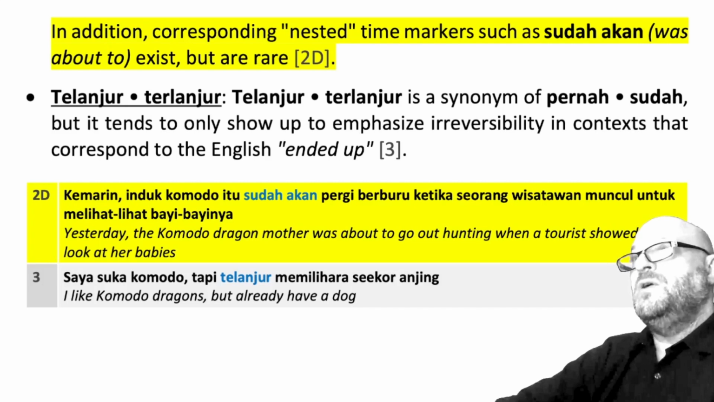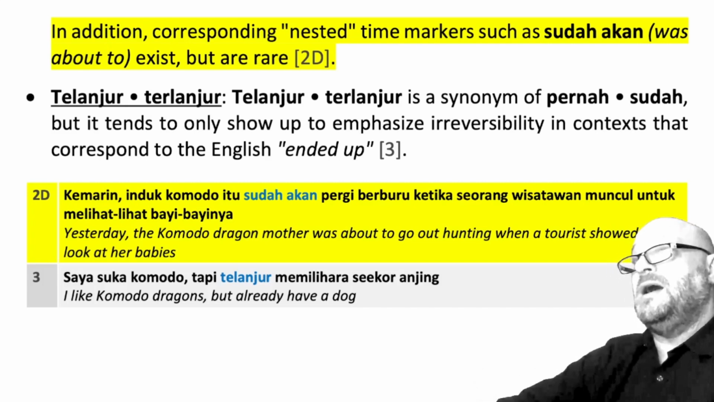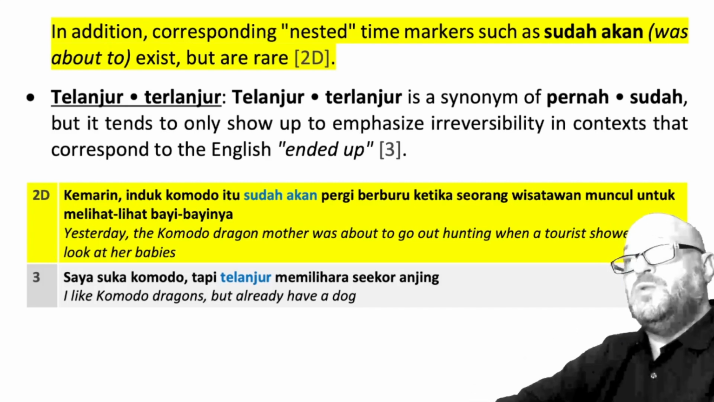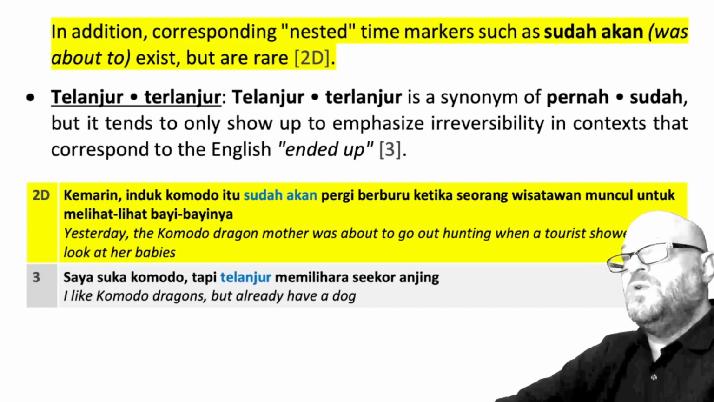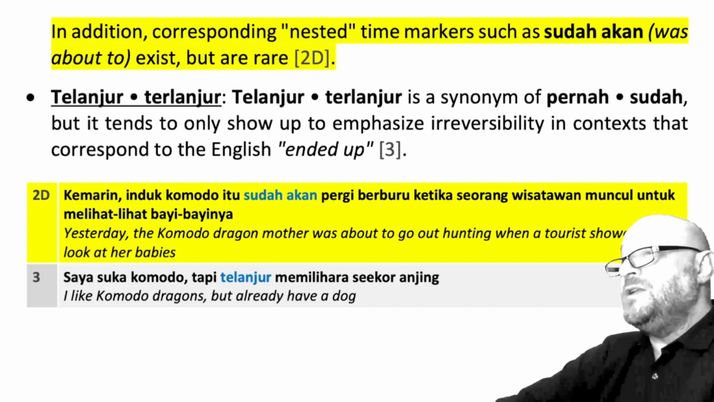In addition, corresponding nested time markers such as sudah akan, was about to, exist but they're rare. Example 2d, kemarin induk Komodo itu sudah akan pergi berburu ketika seorang wisatawan muncul untuk melihat bayi-bayinya. Yesterday, the Komodo dragon mother was about to go out hunting when a tourist showed up to look at her babies.